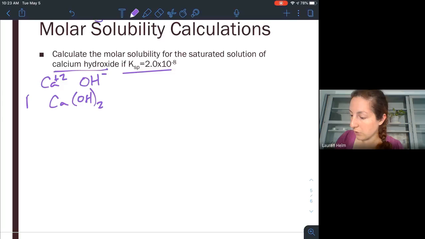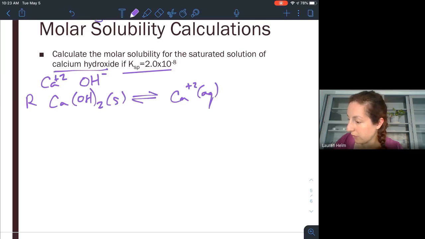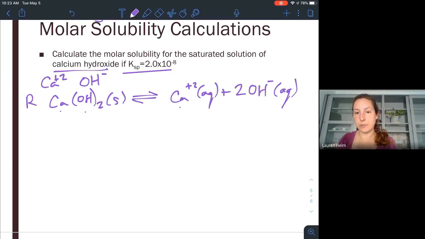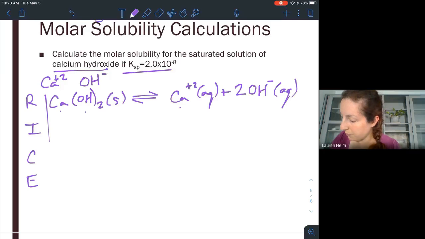So calcium hydroxide, solid, in a reversible reaction with its ions, which are a calcium +2, which is aqueous, and hydroxide, which is aqueous. Let's balance. 1 calcium, 2 hydroxides, 2 hydroxides. Now let's fill in the rest of our table, the initial, the change, and the equilibrium.